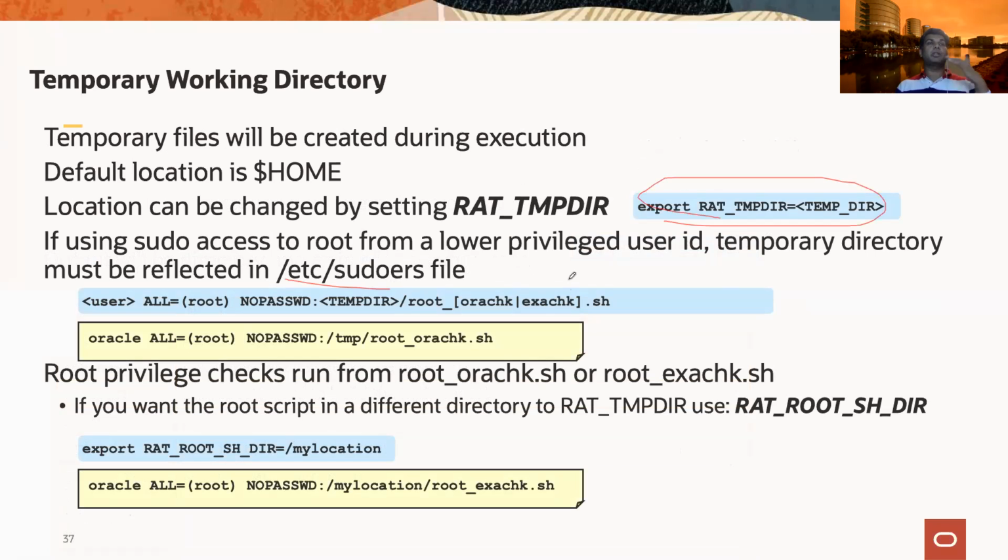So there are lots of options and customizations. If you want the root privilege, the root privilege checks will drop a script and then run it as root. Now, some people don't like that script in the temp directory. So you can use RAT_ROOT_SH_DIR to store that root script in a more secure location. So that's one option that you can specify. You have to do all of this configuration once on your system and then just keep running it. That's the beauty of it. It doesn't take too long to do. And once it's set up, it's completely automated.